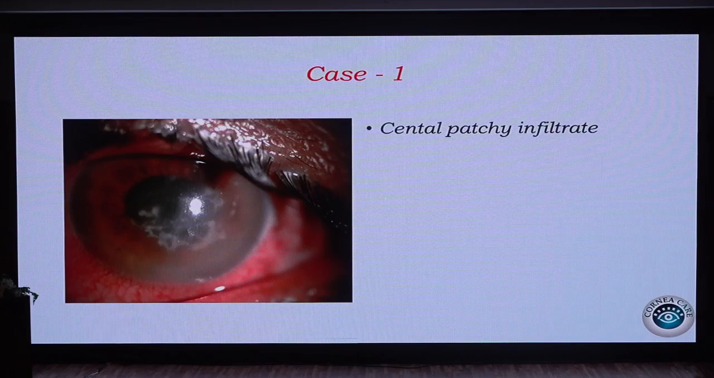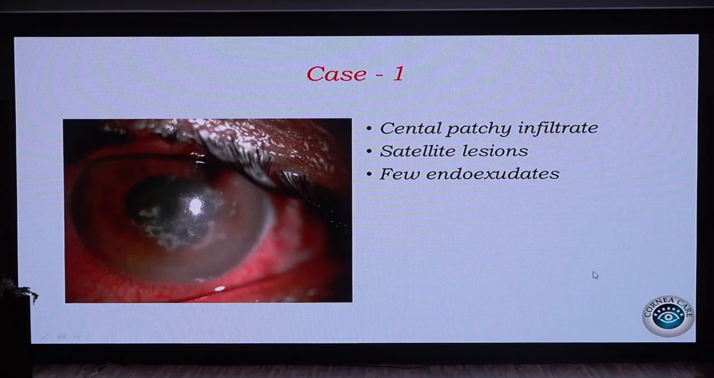So in this case, as you can see, most of the infiltrate is central. It's patchy. There are few satellite lesions, and there were endoexudates. Sorry, I don't have the slit lamp picture, but there were some lesions which were on the endothelium only.